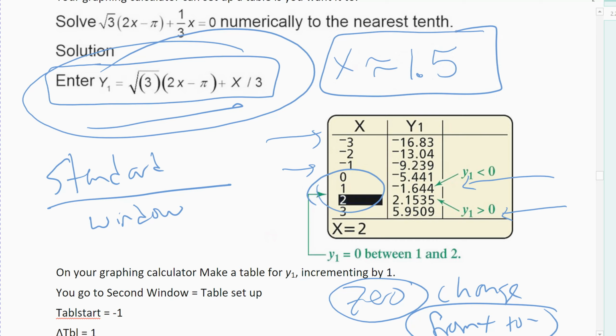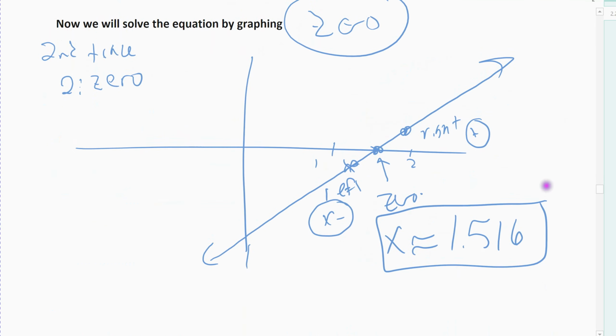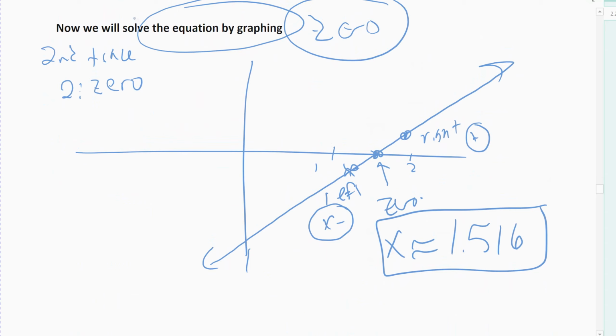Alright, so that's for the nearest tenth. And so this function is equal to 0 around 1.5. It's just a little bit bigger than 1.5, but it's around 1.5. And that's how tables are used, and really they're just an aid to help us when we're solving by graphing, so that we can get a fairly good looking window. Alright, so that's using tables to get us to a window.